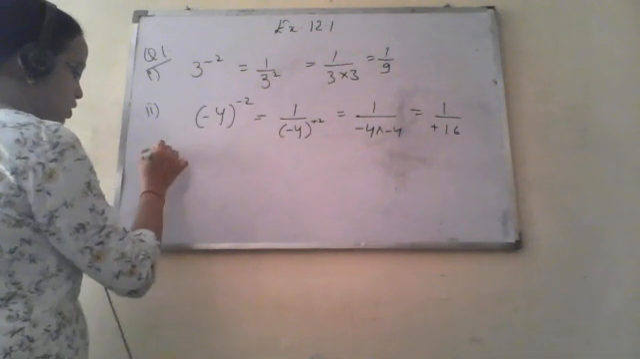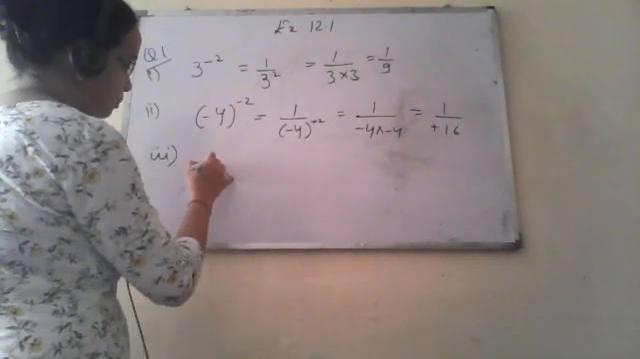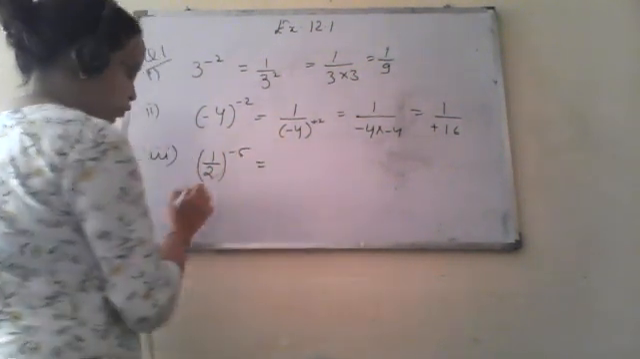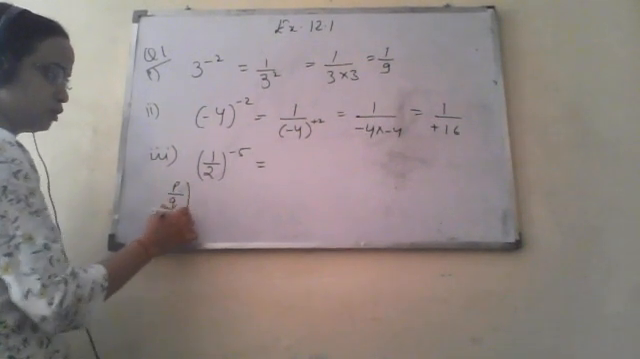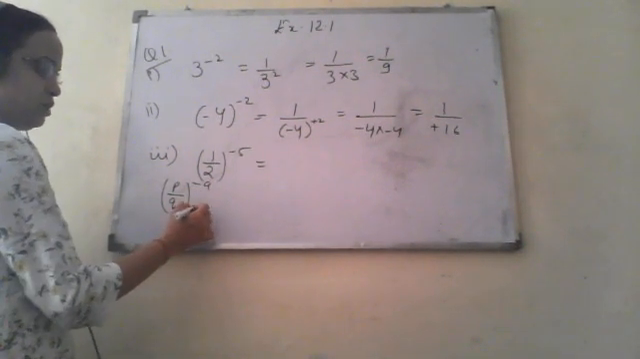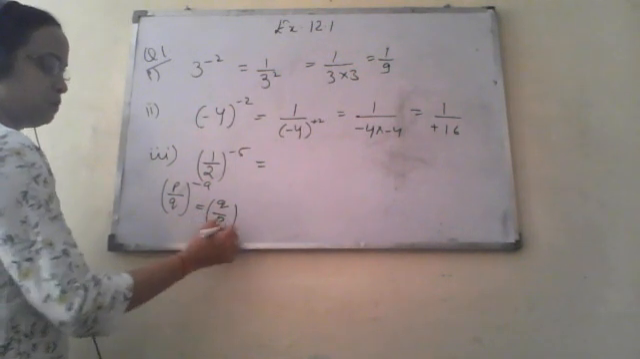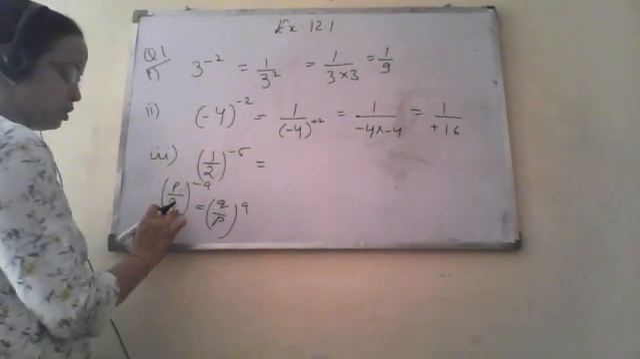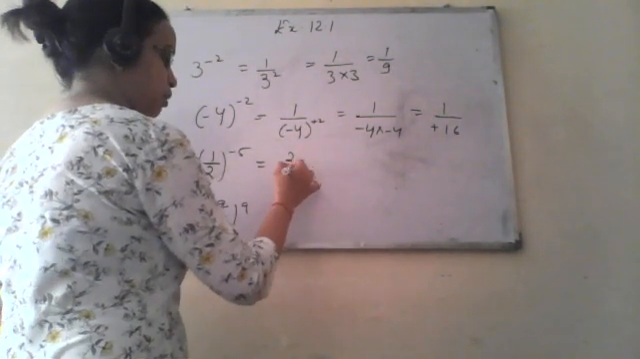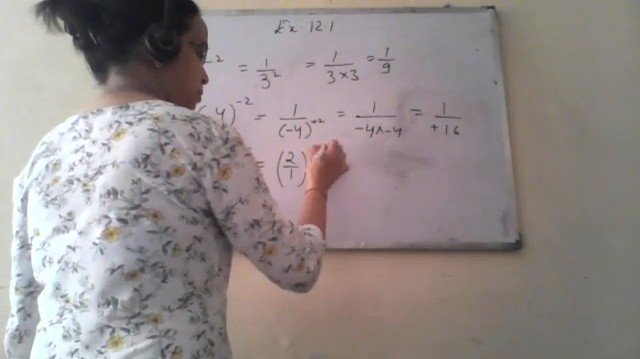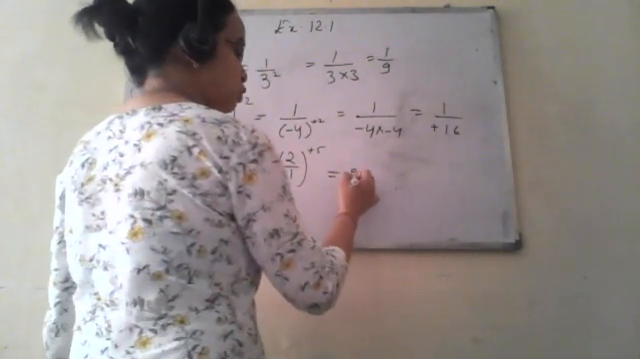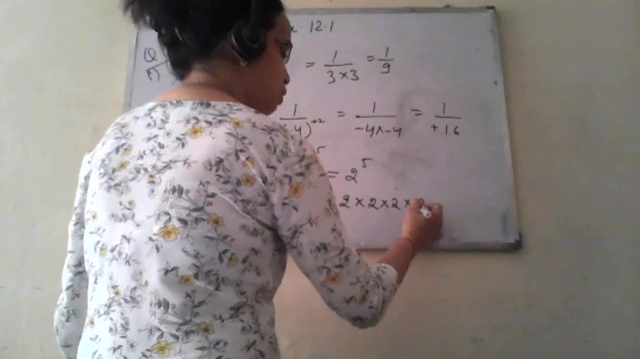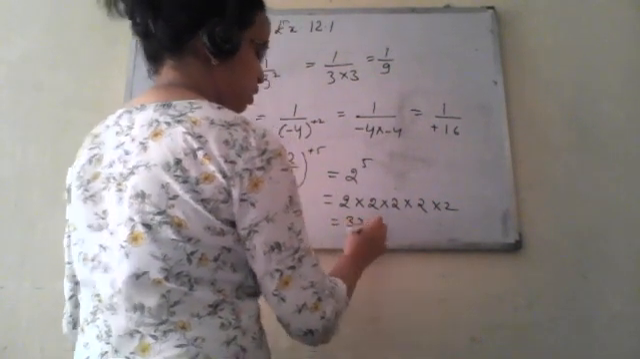Now third part of this question is, we have 1 upon 2 into 10 to the power minus 5. As I told you earlier, if it is in fraction form, p upon q to the power minus a, it will change into q upon p to the power plus a. The power will become positive if we reciprocate the fraction. So it will be 2 upon 1 to the power plus 5. So 2 upon 1 is simply 2 to the power 5, and it will be 2 into 2 into 2 into 2 into 2, and the answer is 32.